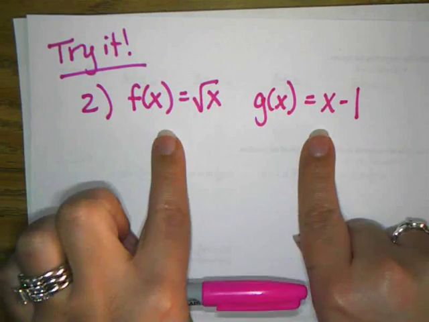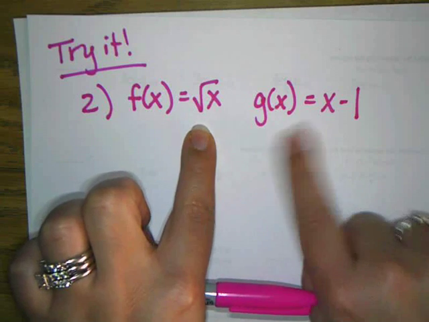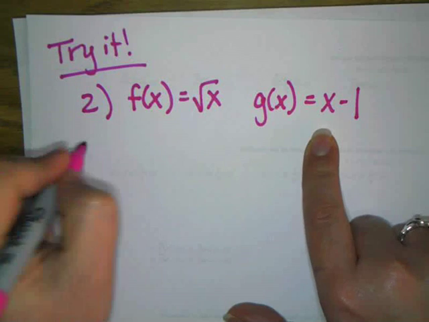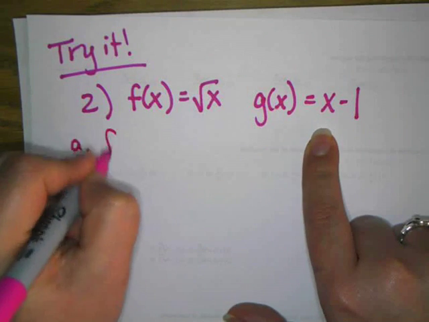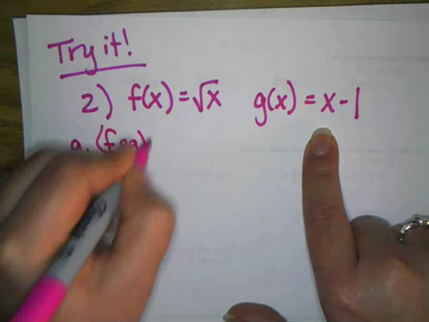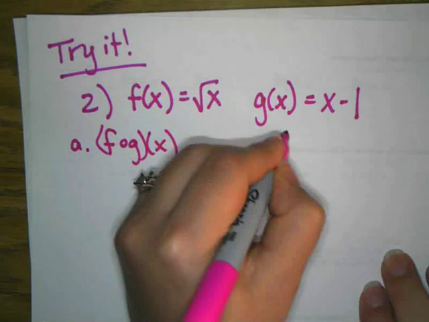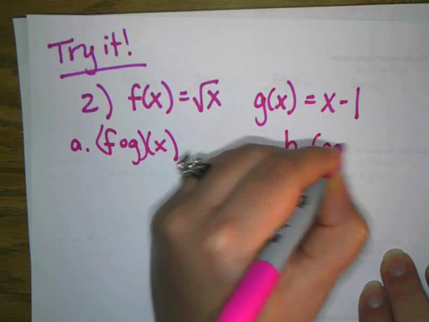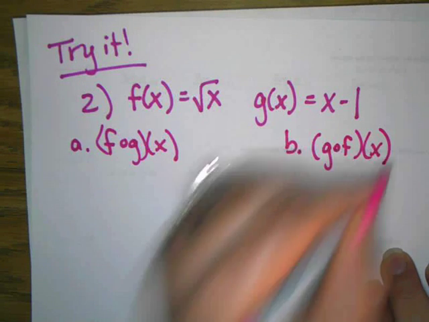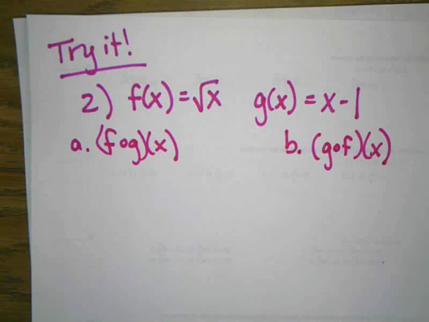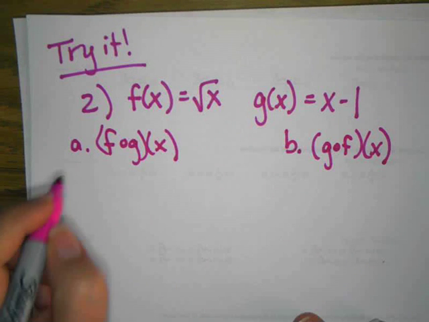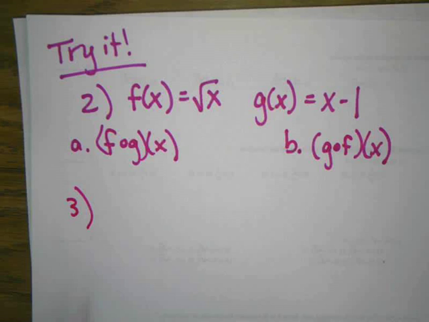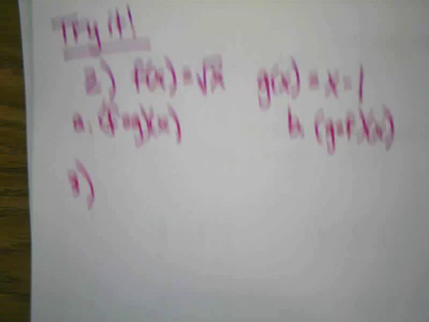So there's your two functions. F of x is square root of x. G of x is x minus 1. I want you to find f circle g of x and g circle f of x. Pause it, take your time, go back and watch the first example over again, because you will get points for doing those two problems.